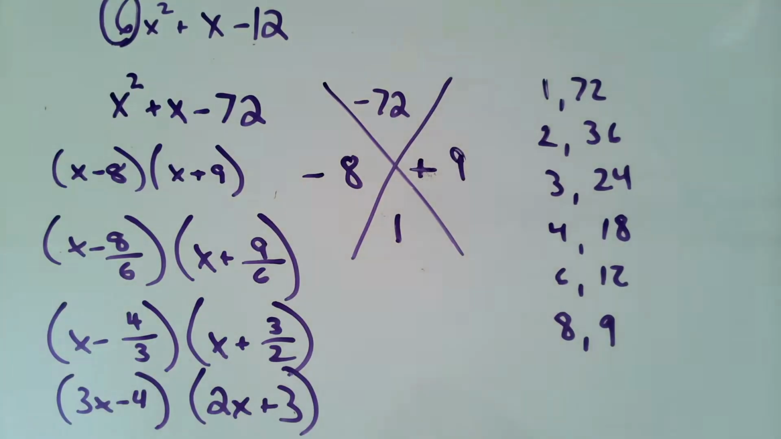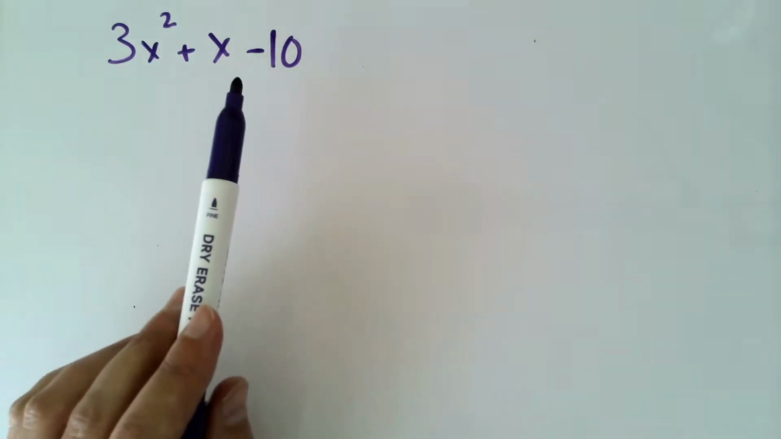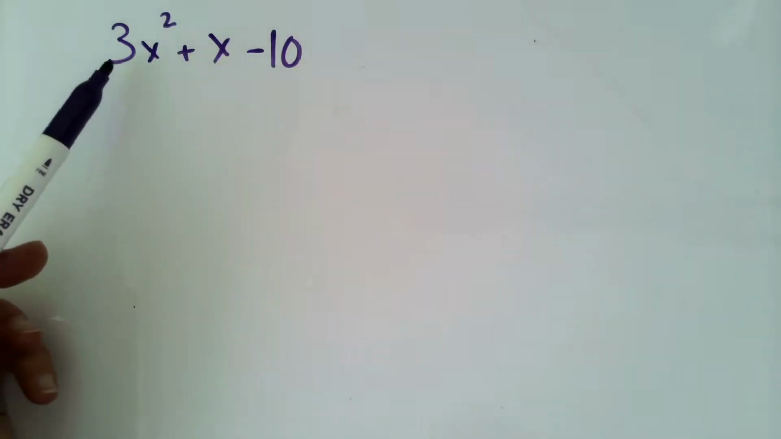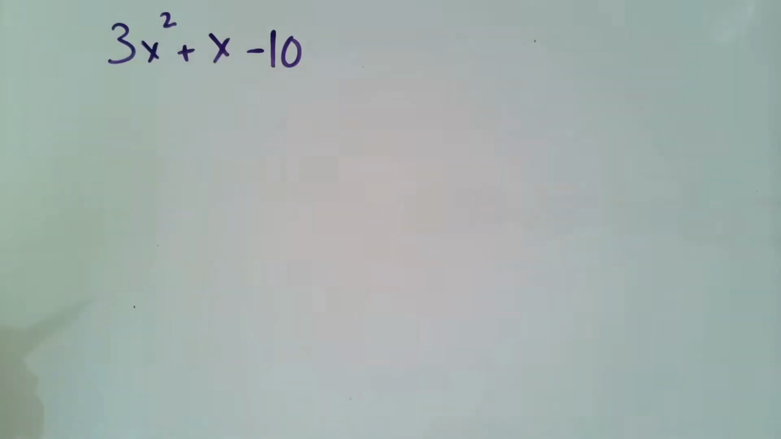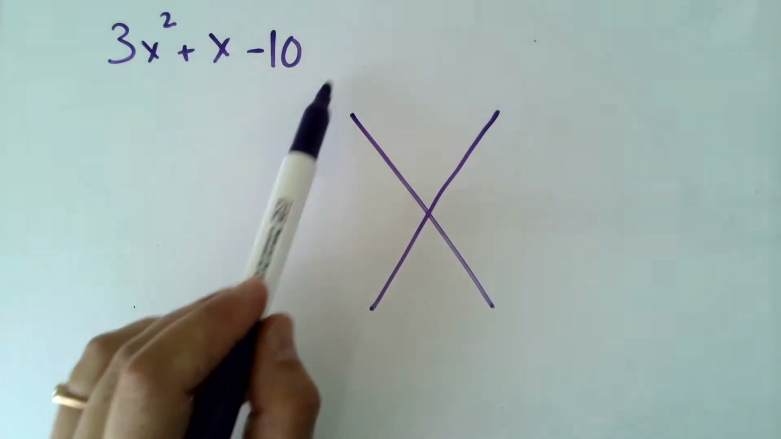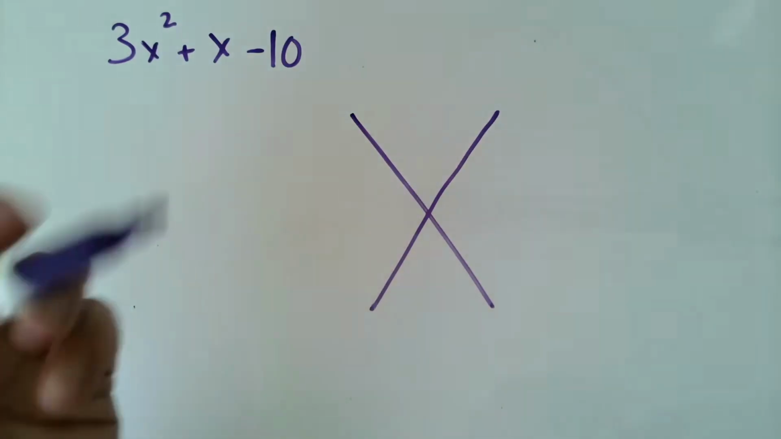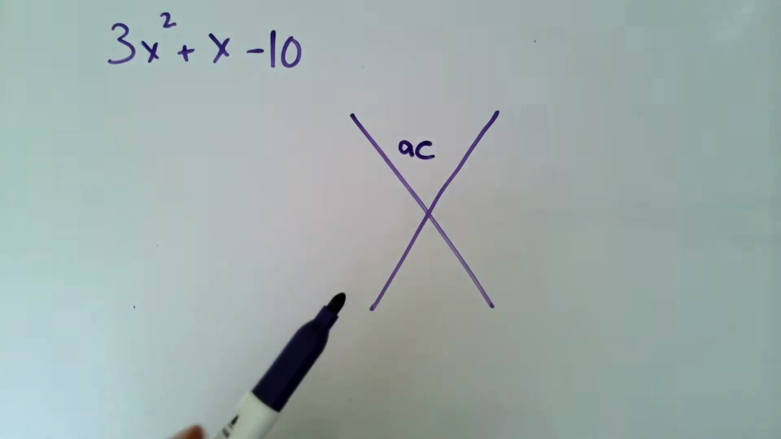Let's take a look at another problem. 3x squared plus x minus 10. I could use my slide and divide method. Let me show you how to use the x method if you have a coefficient of your x squared. Instead of just putting our c up top here, we have to actually put a times c.